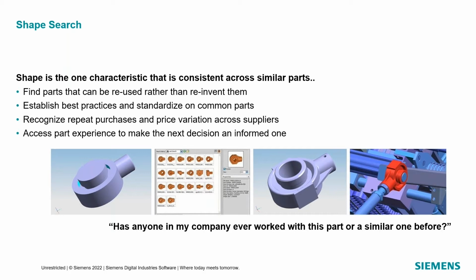If this happened repeatedly, then we can establish a best practice and maybe work out which would be a standard part to use, which would again limit the complexity of our inventory and give us access to our history, as it were. What this means is that as we go to use a part, the decision that we make is an informed one.